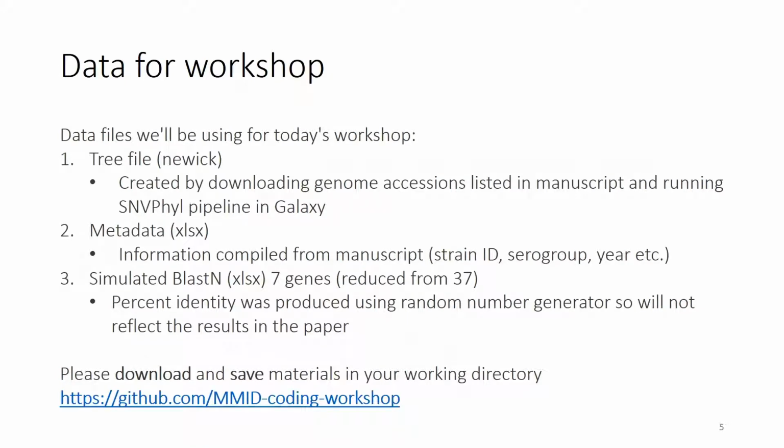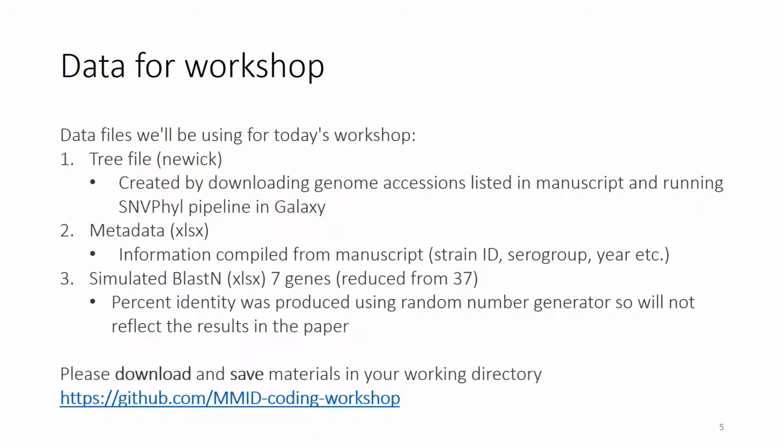The workshop materials were uploaded to the MMID Coding Workshop GitHub repository and can be downloaded if you want to follow along or if you want to try it on your own time. The files we'll be using include a tree file in Newick format. This is one of the standard formats for representing trees in computer readable form, although there are other formats that ggTree can read in. The Newick file was created by me after downloading the genomes listed in the manuscript from the previous slide and running the FASTQ files through the Snippy pipeline in Galaxy.